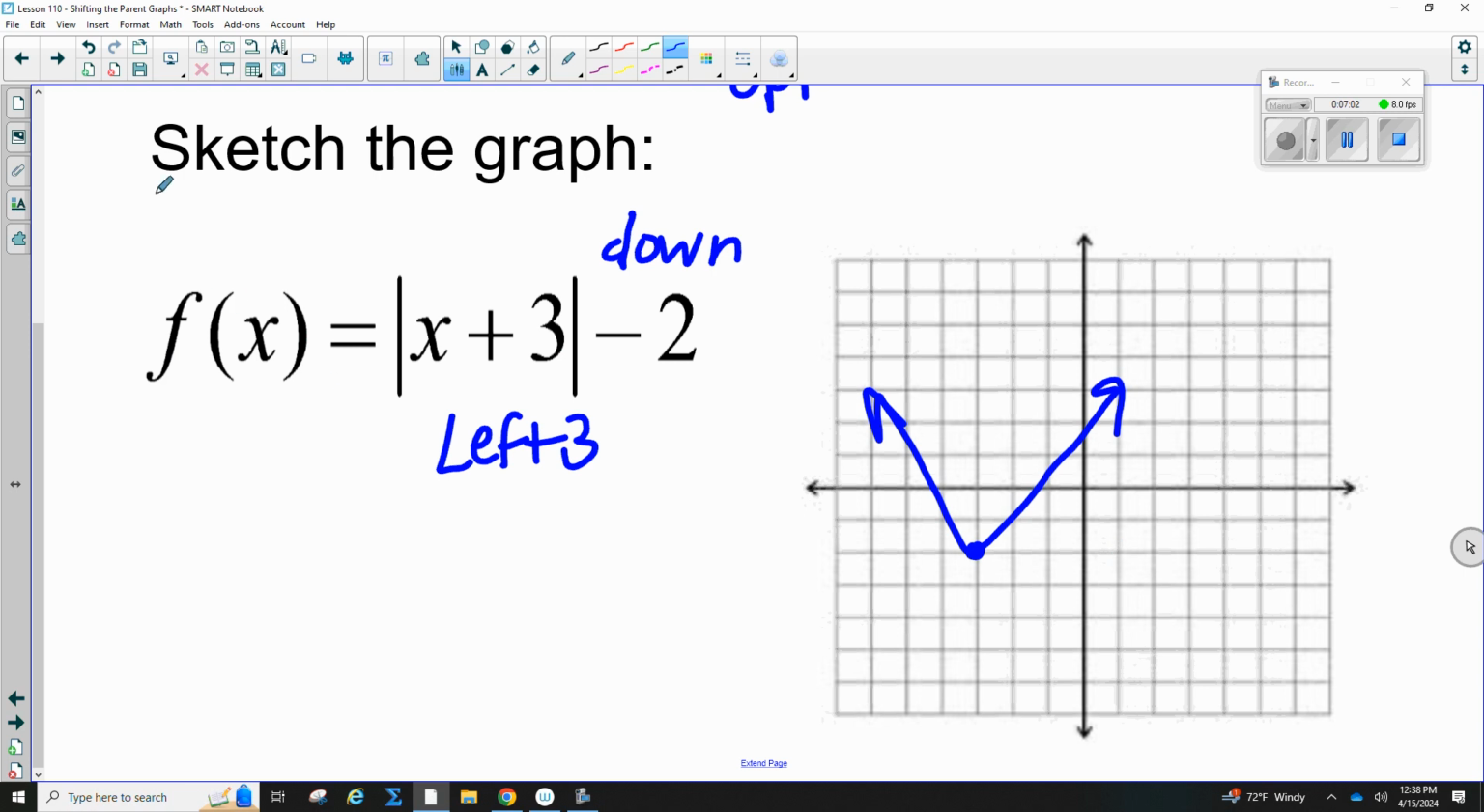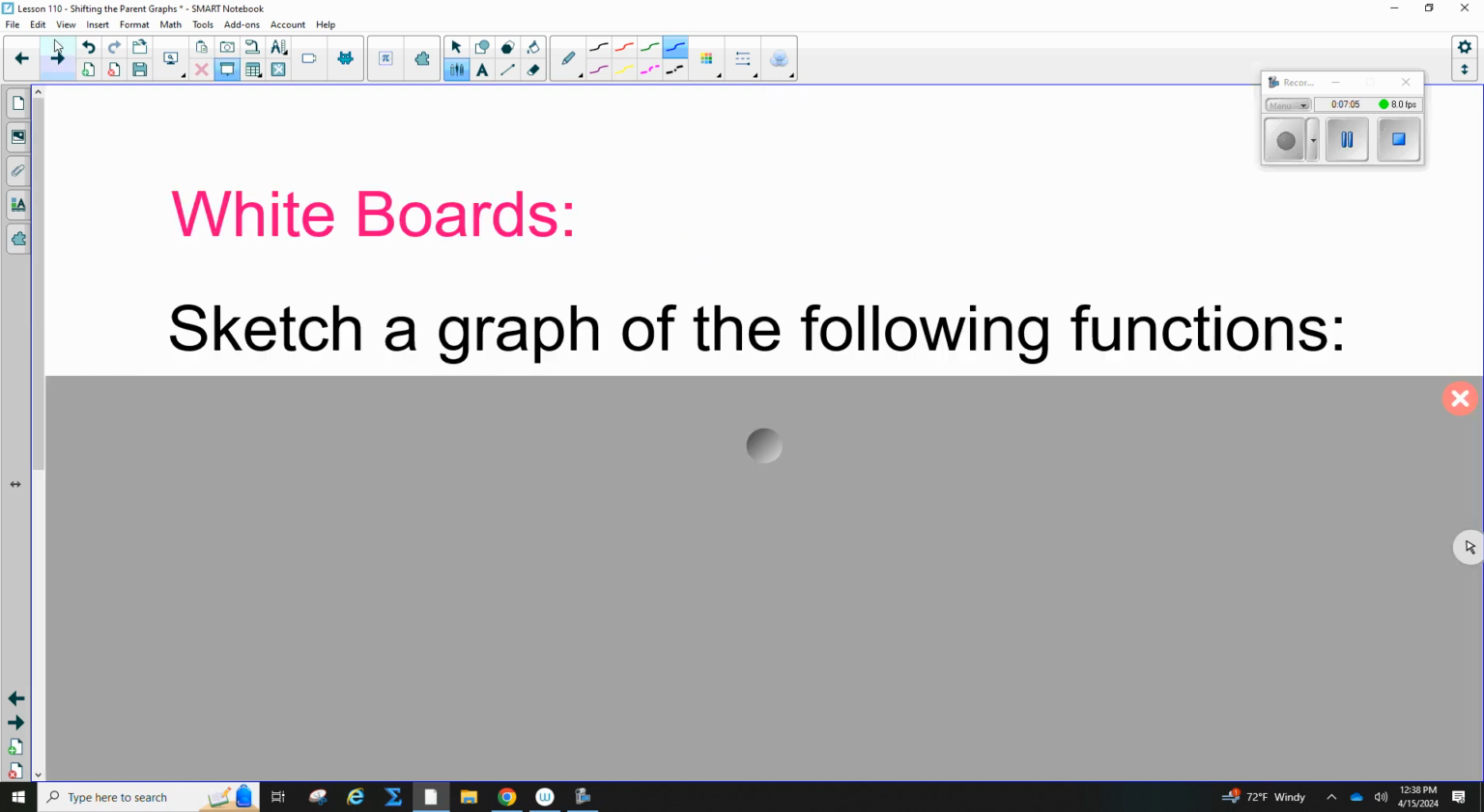All right, let's try a few of these on the whiteboards. Grab the side of your whiteboard that has the grid, if you have a grid. Most of them do.